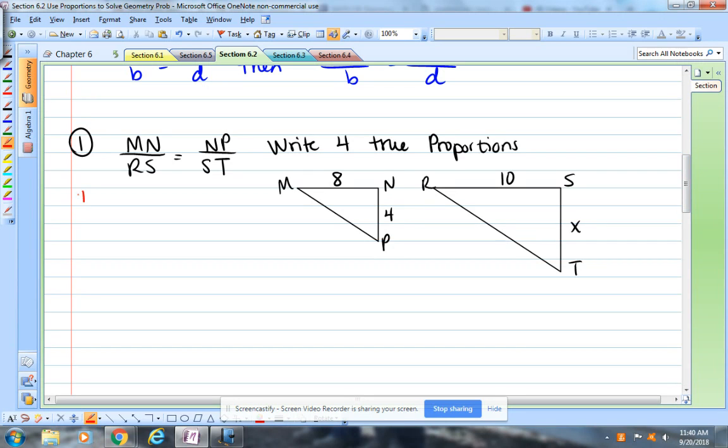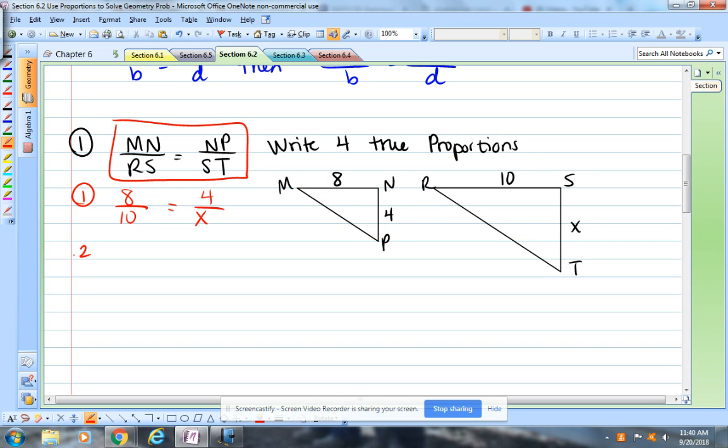So the first proportion we can get would be from when we just fill in the measures of those lengths. So the length of segment MN is 8 units. The length of segment RS is 10 units. The length of NP is 4 units. And the length of ST is x units. So there's our first proportion, and that just comes from filling in the lengths that they give us in this statement right there. So I just filled in the measures from the pictures.